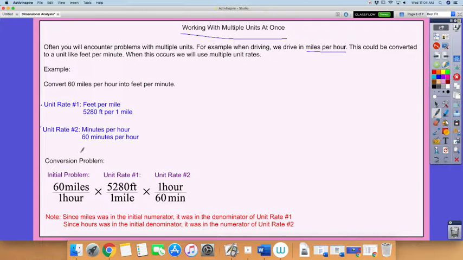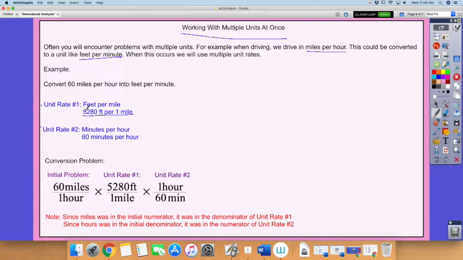So what that means is if I look down here, my initial problem, my start, is I'm starting with 60 miles per 1 hour. So I know the 2 things that I need to do is I need to be able to convert and get rid of miles and turn it into feet because we're trying to get feet per minute. And then we're also going to be changing hours into minutes. So I have 2 unit rates we're going to be using.